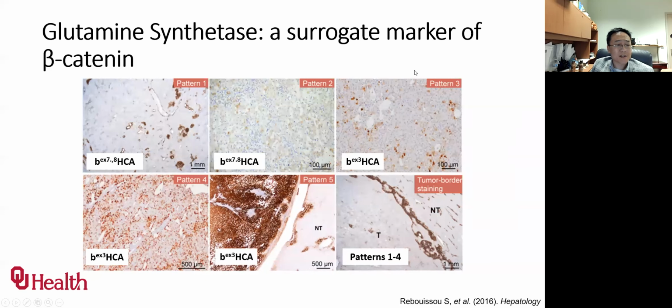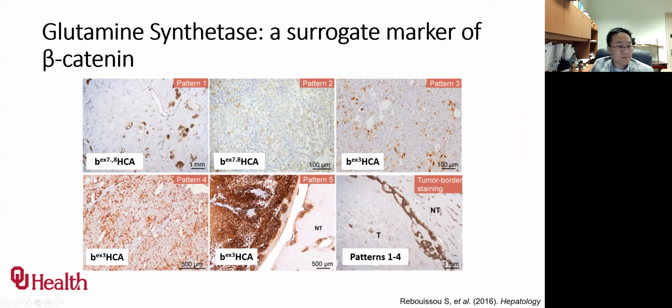These 2 patterns, namely the perivascular pattern and the weak heterogeneous pattern, are typically seen in beta-catenin exon 7, 8 mutated hepatocellular adenoma. These are the tumors without malignant transformation risk. These are the patterns we see in exon 3 mutated hepatocellular adenoma. And this is a moderate heterogeneous pattern.